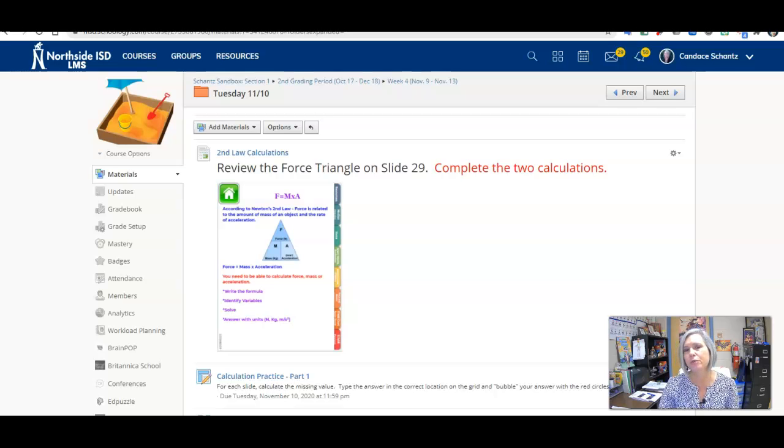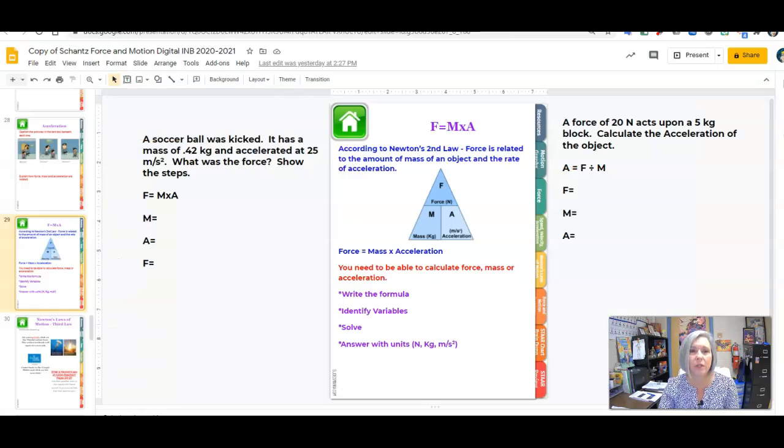So yesterday the focus was on the concept. Common sense again. If an object has a larger mass, it's going to require a larger force to cause it to accelerate. So today we're going to look at calculating force, mass, and acceleration. So we're going to start out in our IMB. So if we go to slide 29.